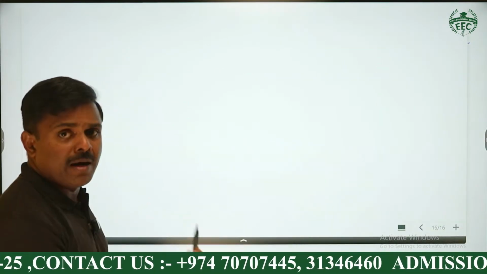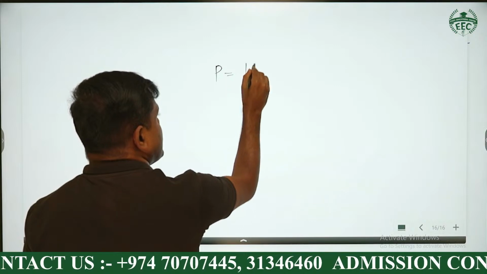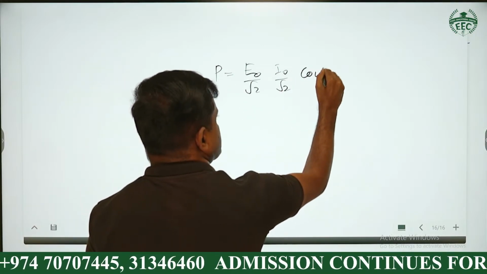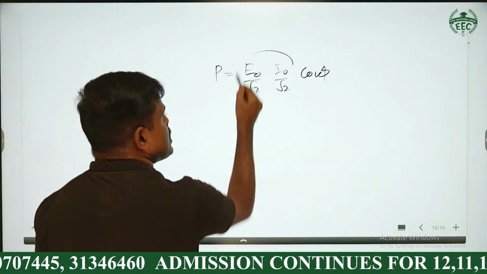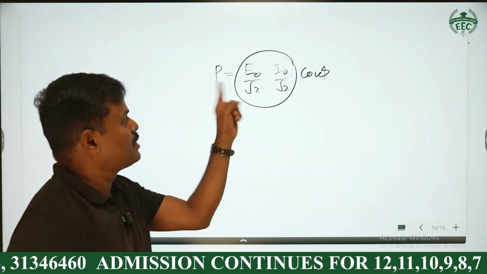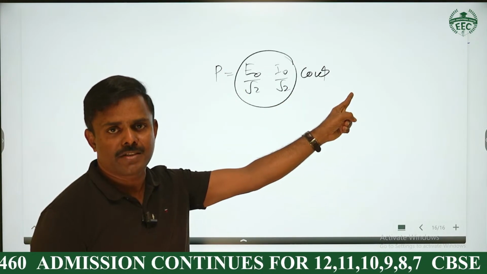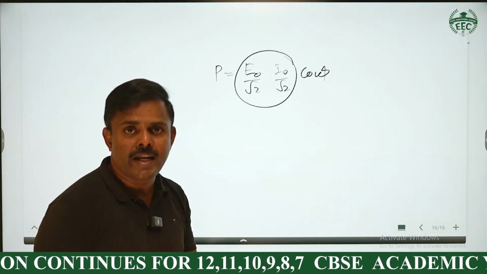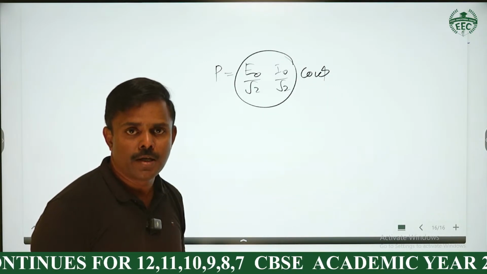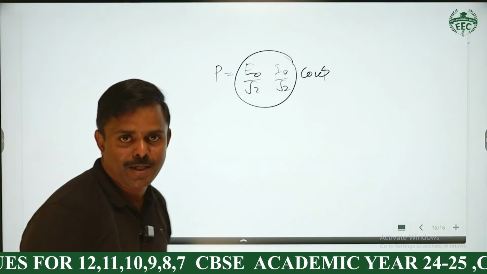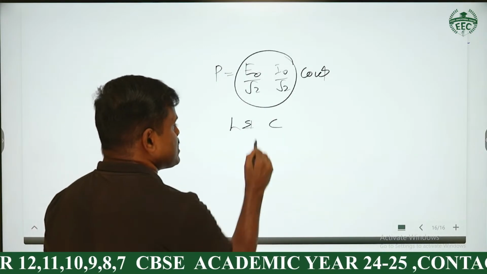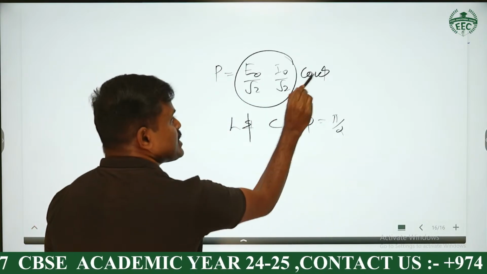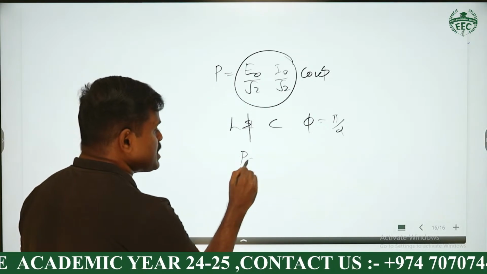Power, wattless current. Power is given by what? The derivation is important. Power is E0 by root 2, I0 by root 2 into cos phi. This derivation is important. ERMS into IRMS. This is ERMS. This is IRMS. Cos phi is called power factor. Okay. If it is purely resistive, put phi 0. If it is purely inductive, put pi by 2. If it is purely capacitive, pi by 2. So for L and capacitor, phi is equal to pi by 2. Put phi equal to pi by 2, power will be 0.